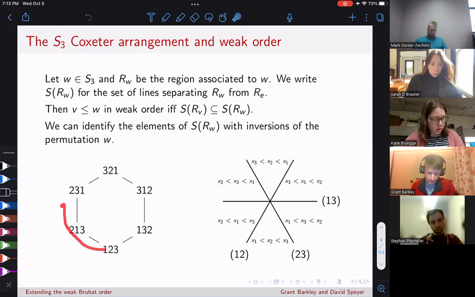As we go up along this side, we're adding one line at a time to our separating set. So first, as we go from the bottom to here, we're crossing this line, so this line's added to our separating set. Then as we go to here, we're crossing this line, so that's added to our separating set. Then we go here and we're adding this line. And you can do the same thing on the other side. So this partial order corresponds to these separation sets, and so there's a nice visual interpretation of what this partial order is. Okay, any questions about that before I start talking about other Coxeter groups?